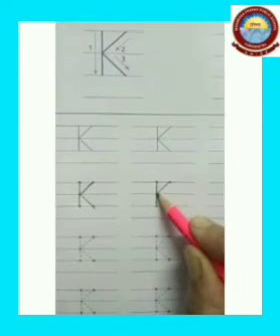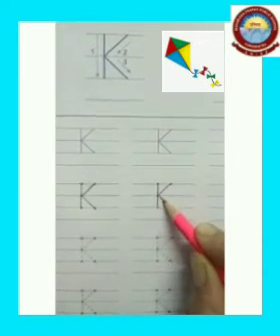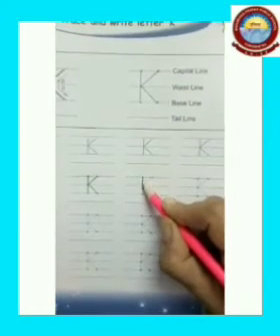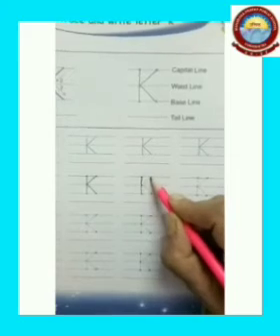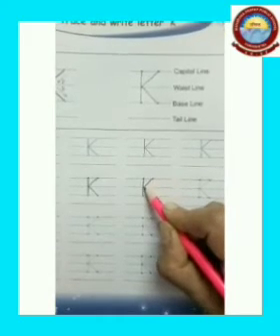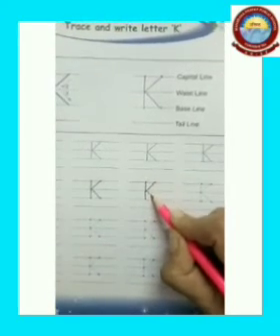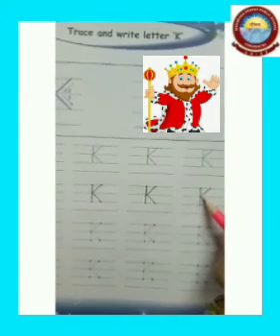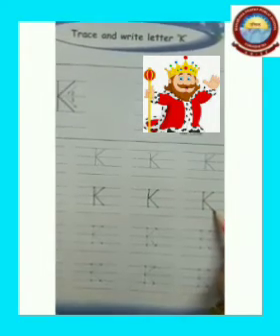K, K, kite. First, draw a standing line up to down, then a slanting line to the middle. After that, a slanting line towards right. Letter K. K, K, king.